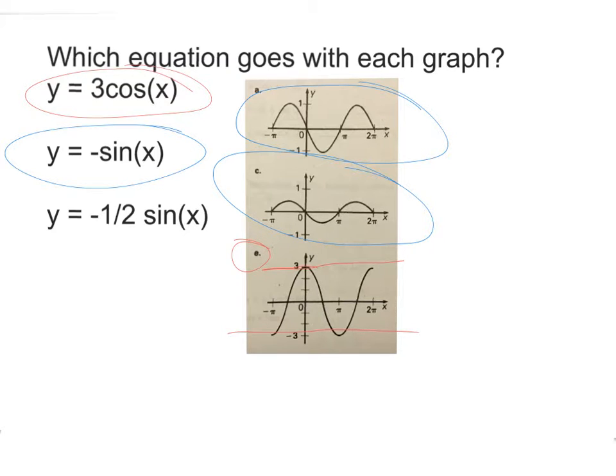okay? So how do we tell the difference between these? One is going down to 1/2. Okay, one's only going down to 1/2, the other one goes all the way down to negative 1. Okay? So which one is this? The top one. It's the top one.